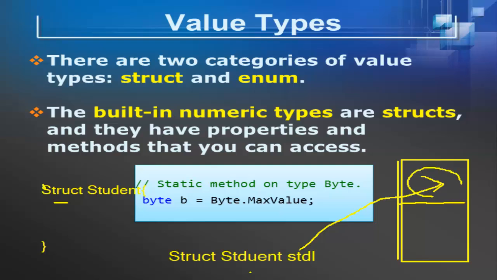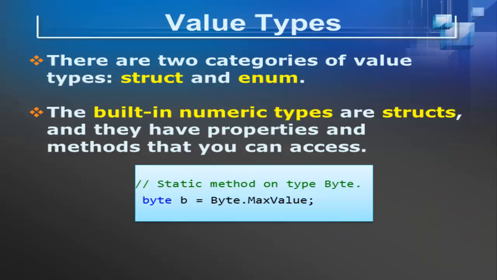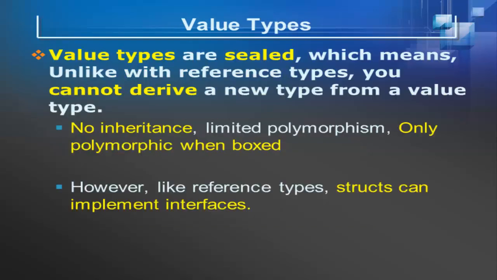So these values are directly placed on the stack, not on the heap. Don't think that if I create a structure there will be a pointer from the stack to a heap where you will find that value. It is not true. Whether you create a structure or an enum, all of them will be placed in the stack. They are not placed in the heap because they are value types. There are some restrictions with value types, and one of the restrictions is that all value types are sealed.